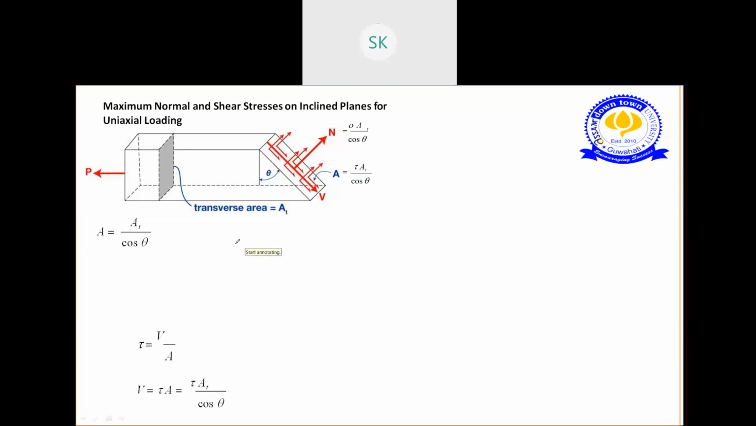So we know sigma is equal to N by A. This color is very light, let me choose another color. So with that we found the value of N, which is sigma AT by cos theta. In a similar way, we know tau is equal to V by A. We put the value.